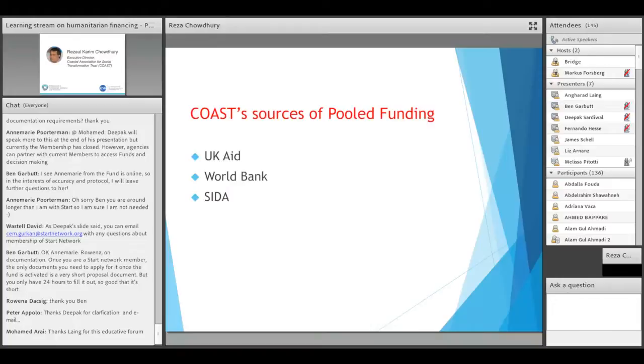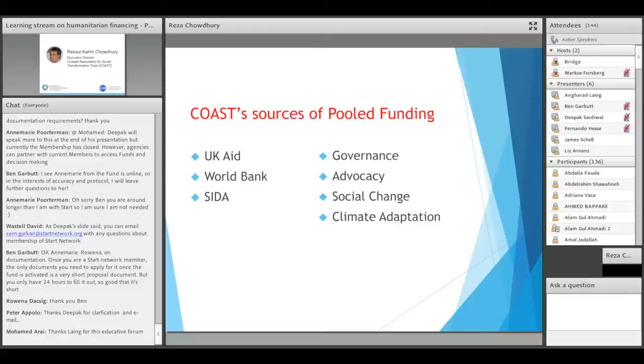This is related to governance, advocacy, raising voice, and organizing people. And also, we are part of pool funds being managed by other intermediary organizations in respect of the climate adaptation fund, where we have been part for the last 13 years.